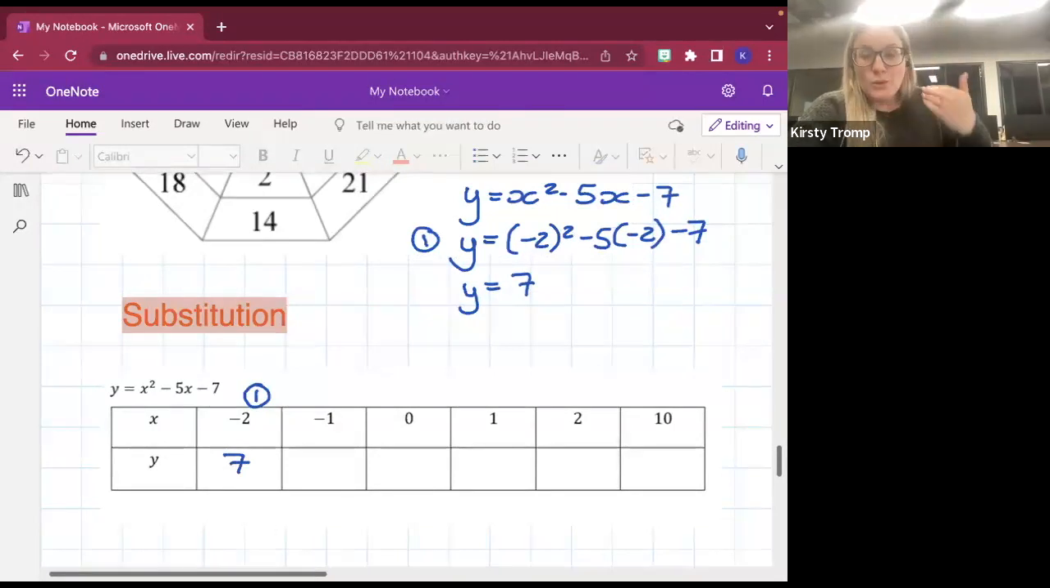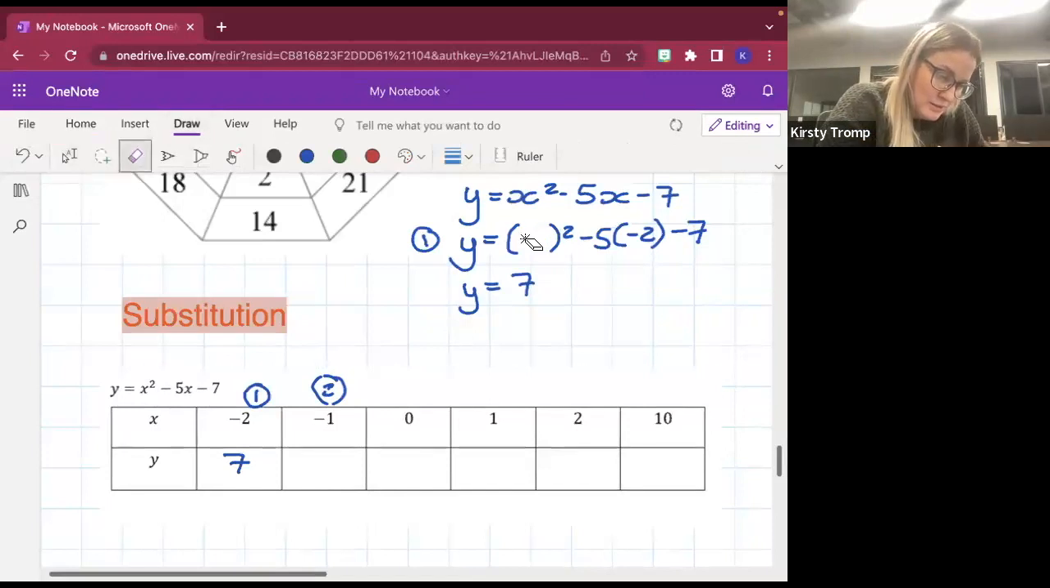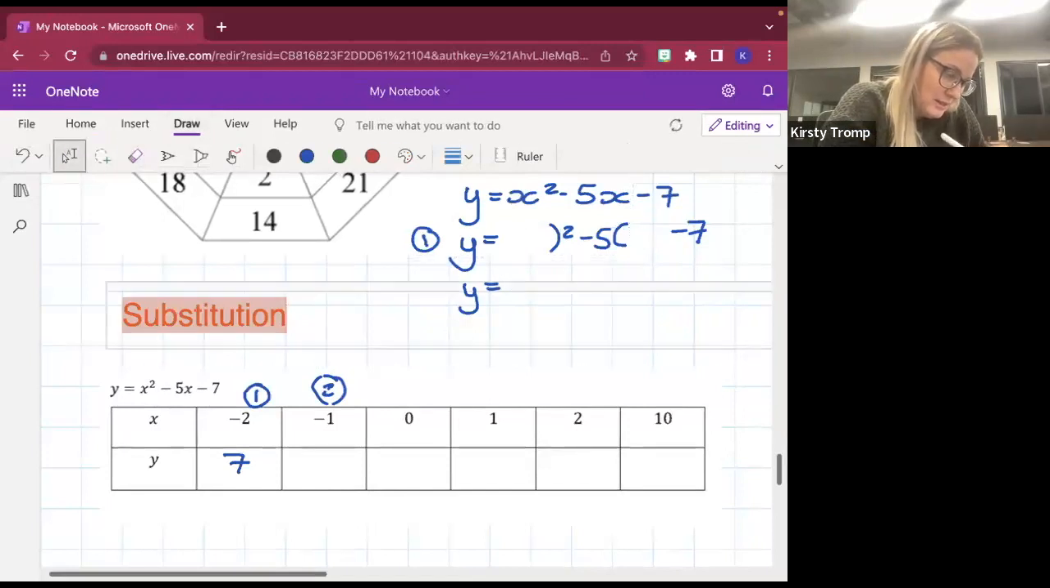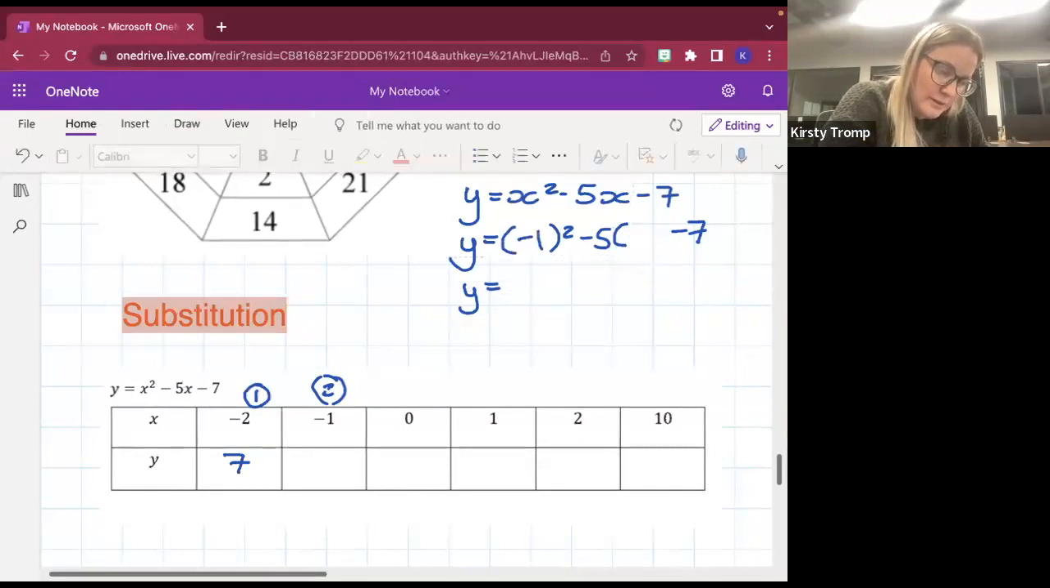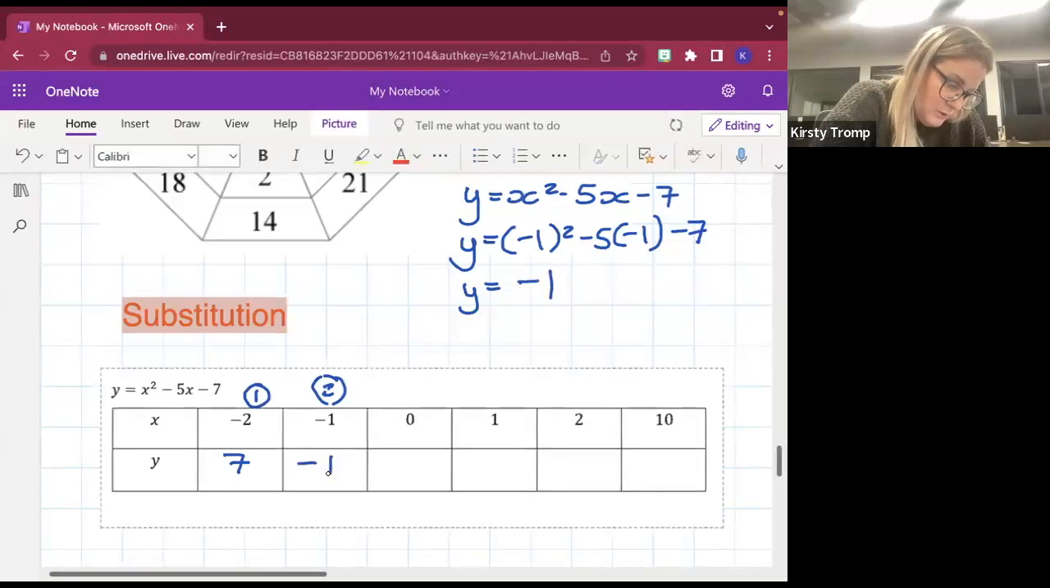Okay, we're going to do the exact same sum all over again. Unfortunately, I don't have much room here, so I'm going to substitute it in here, and instead of seeing negative 2 this time, I'm going to see negative 1. On my calculator, negative 1 squared is 1, negative 5 times negative 1 is 5, so 1 plus 5 is 6, and 6 minus 7 will give me negative 1. So here I'm going to have negative 1.